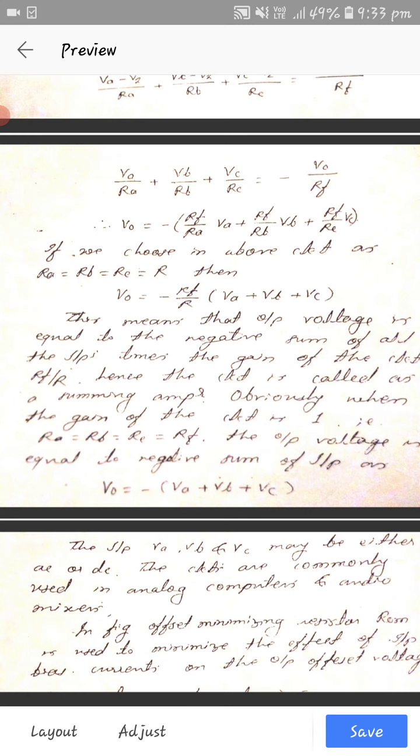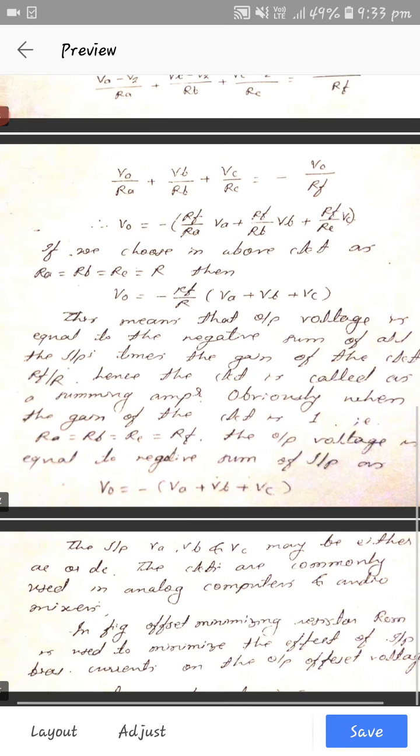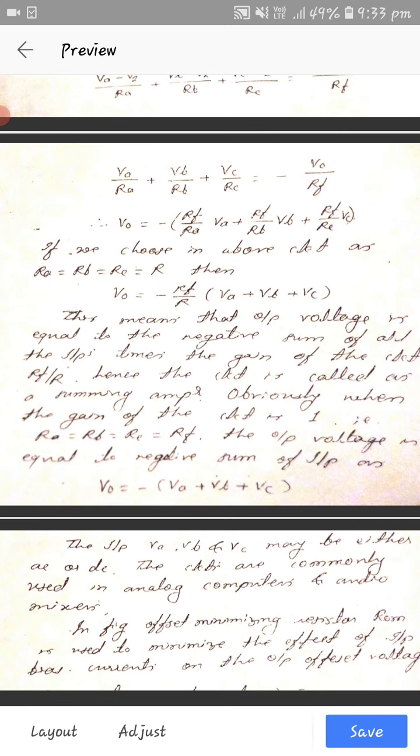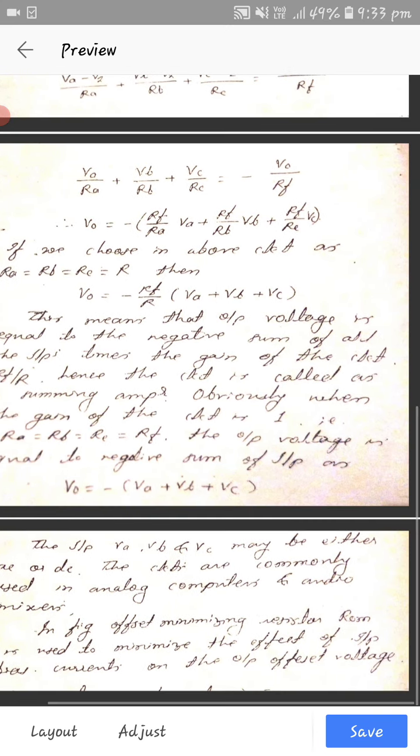If we choose in the above circuit RA is equal to RB is equal to RC is equal to R, then the output voltage V0 is equal to minus RF upon R. So here RA, RB and RC is equal to R, so V0 is equal to minus RF upon R in bracket VA plus VB plus VC.